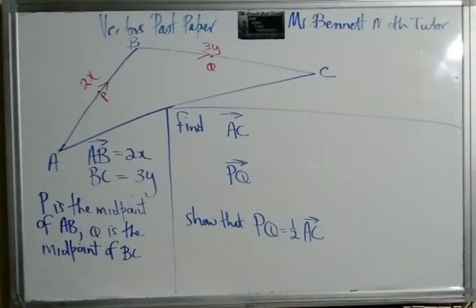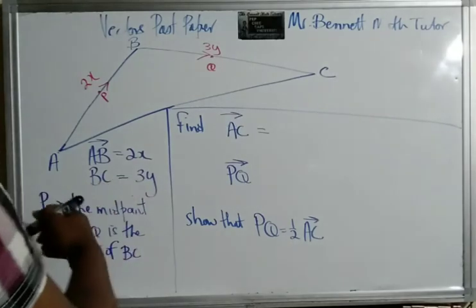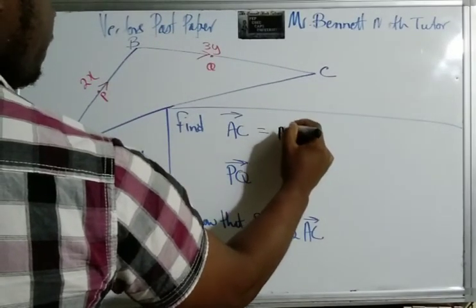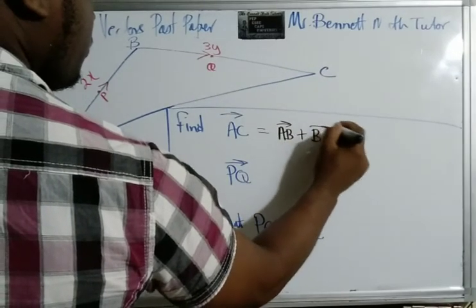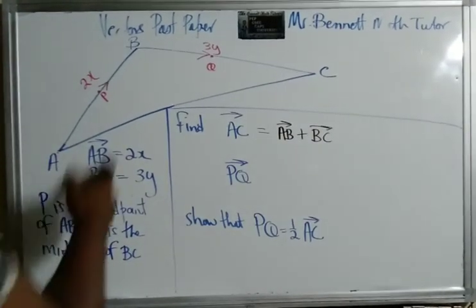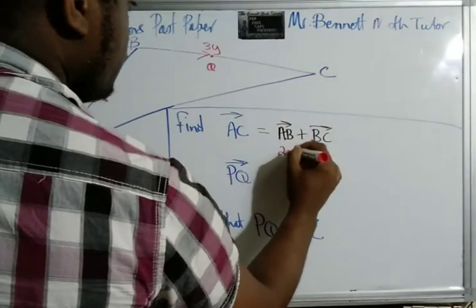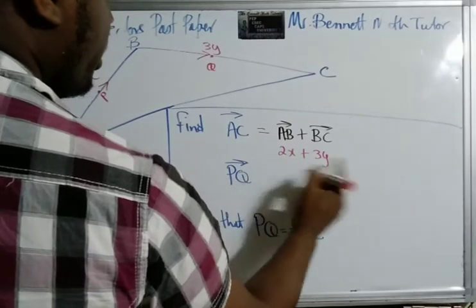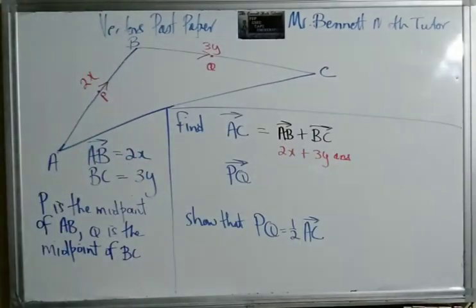Alright, let us go now. It says find AC. Normally AC is easier to find, the big one. So from A to C, we don't go directly, so we're going to go from A to B first, plus B to C. Now they gave us the value of AB to be 2x, and the value of BC is 3y. These are unlike terms, so we just leave them like this. So this is our answer. We cannot add or subtract unlike terms.